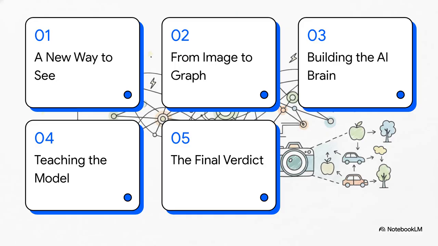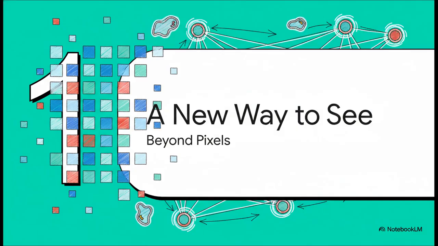All right, here's our game plan. First, we're going to explore this whole new way to see. Then, we'll get our hands dirty and turn an image into a graph, step by step. After that, we'll build the AI brain that can read it, watch it learn in real time, and finally, we'll get to the bottom line. Did it actually work? Okay, let's kick things off with a totally new perspective.